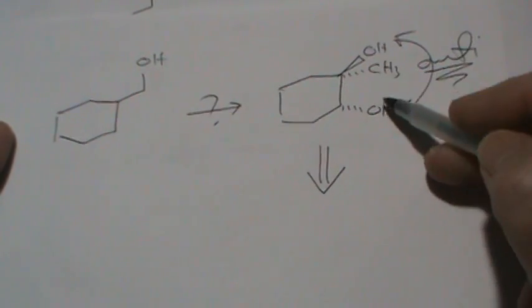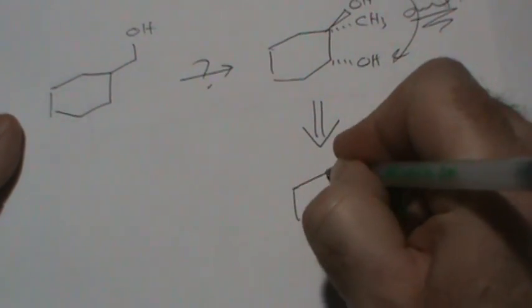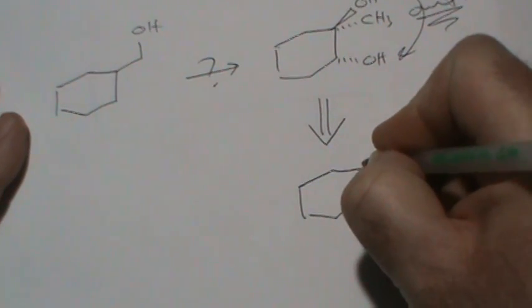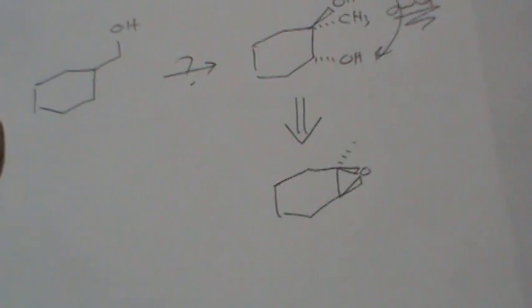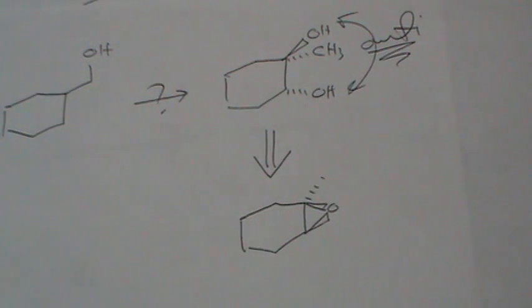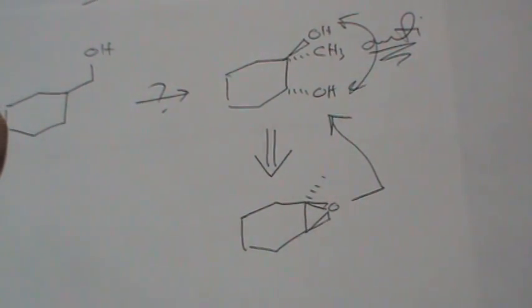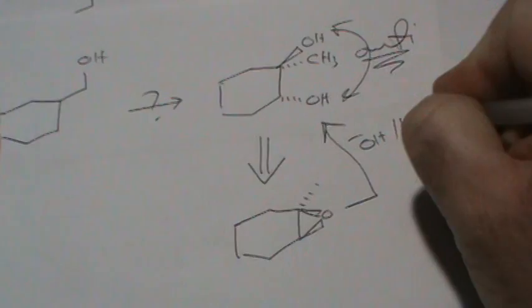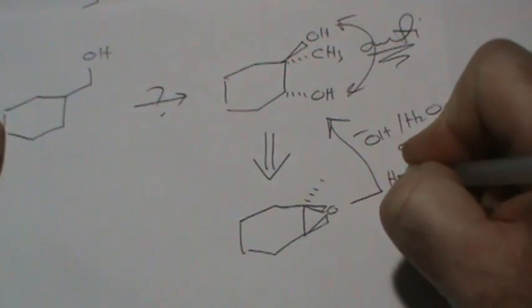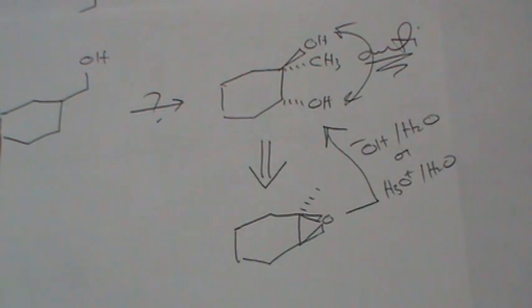We do know how to make an anti-vicinal diol. We only know one way to do it. We would have had to start with something like this epoxide right here, which we then hydrolyzed. Hydrolysis of that epoxide with either OH minus H2O or H3O plus H2O would lead to the anti-vicinal diol.